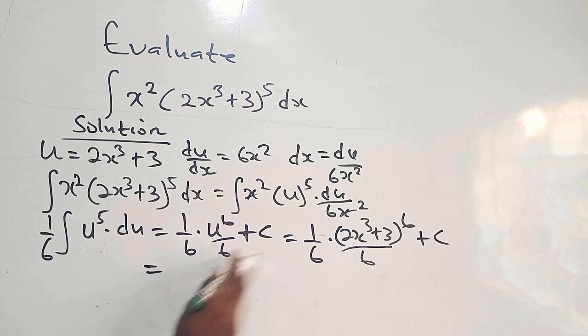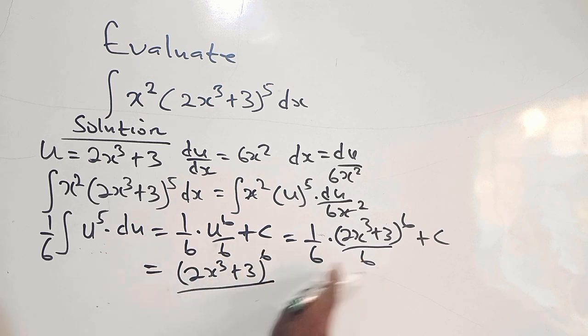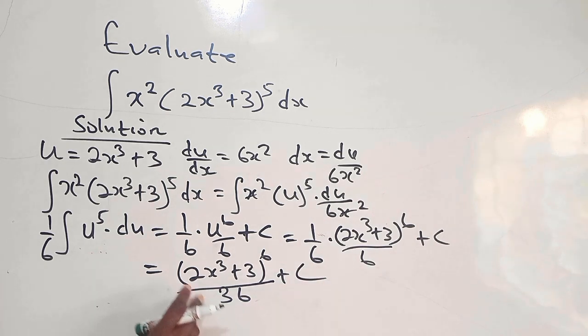So my final answer is, when I multiply this with 1, I have (2x cubed plus 3) raised to power 6 over 6 times 6 is 36, plus c, using substitution method.